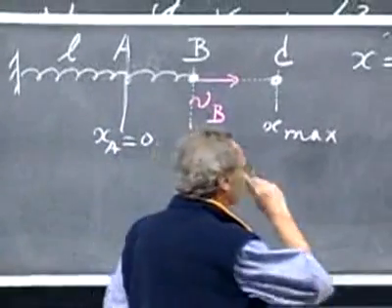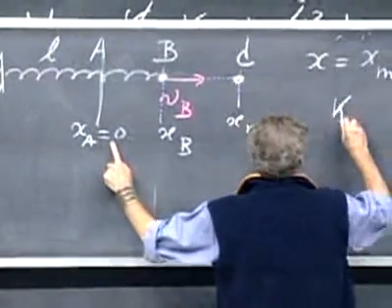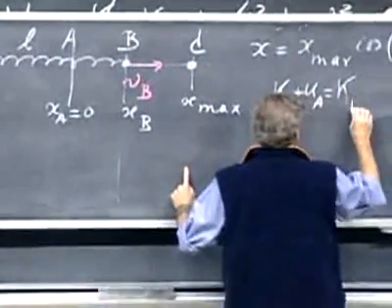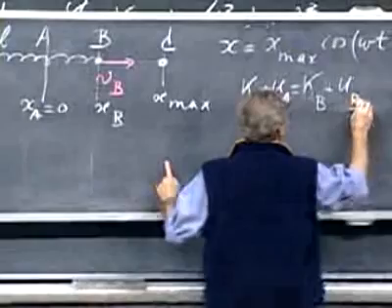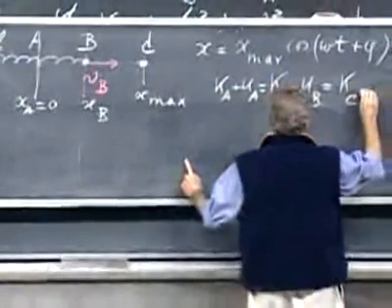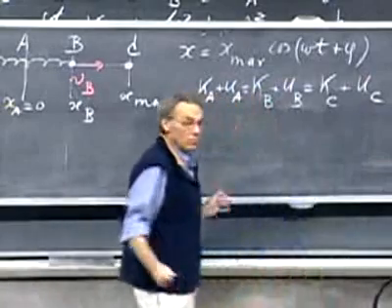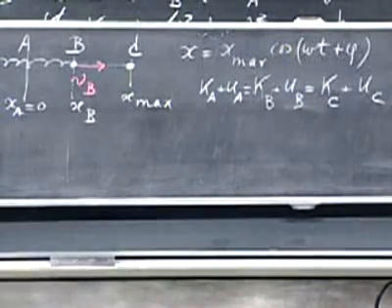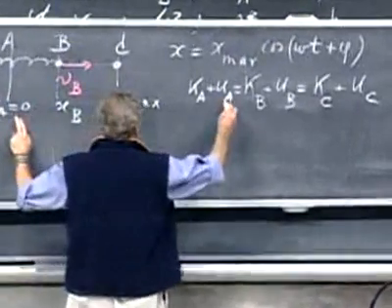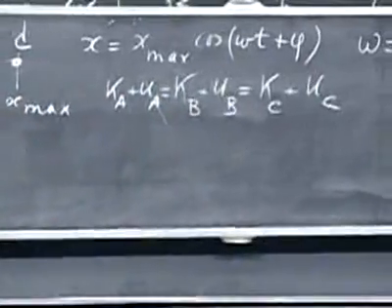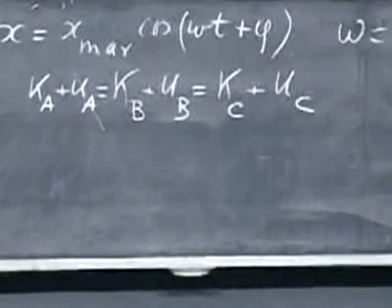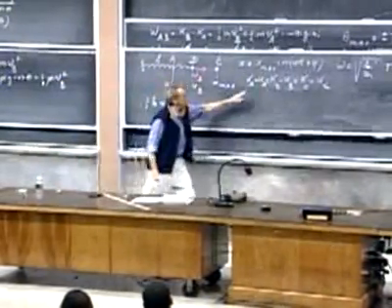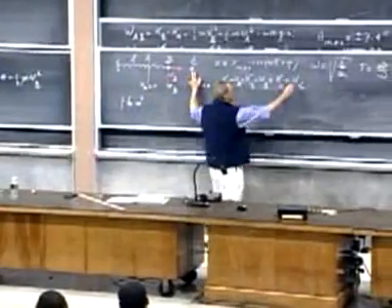The conservation of mechanical energy tells me that the kinetic energy at A plus the potential energy at A must be the kinetic energy at B plus the potential energy at B, and that must equal the kinetic energy at C plus the potential energy at C. Right? There's no friction, there are no non-conservative forces, so this has got to work. Well, the potential energy at A is 0, because remember, the potential energy of a spring is 1/2 k x squared, if x is the displacement from its relaxed position. So this is 0. When it comes to a halt here, this is 0.